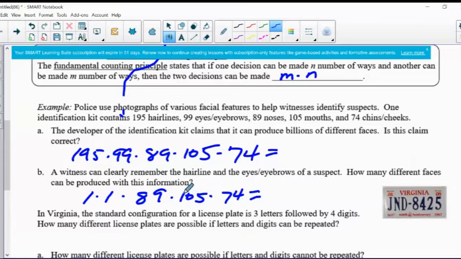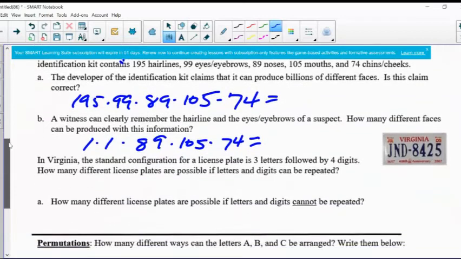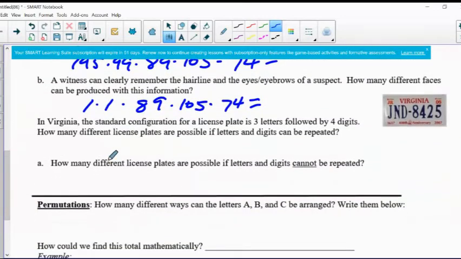Suppose a witness can clearly remember the hairline. So we know there's only one hairline and only one eye and eyebrow choice. Now I'm limiting it to 89 noses, 105 mouths, and 74 chins and cheeks. How many faces can be produced? You can go to Desmos, use your TI, whatever, to get that answer. So that's basically the fundamental counting principle, and we're going to see how that plays out.